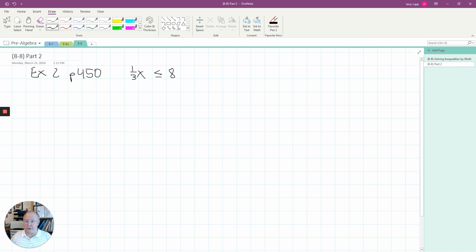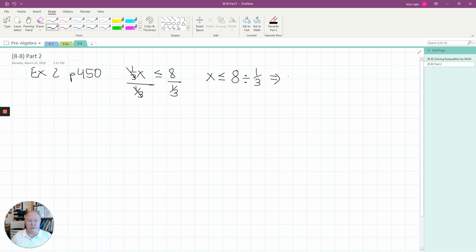There are a number of ways to solve this. The first one that we know of is we undo what's being done to the x. If multiplying is being done to the variable, then we divide to undo that. So let's divide both sides by 1/3. Calm down, it's not that difficult. I'll show you. Over here, 1/3 and 1/3 cancel to leave just x, and we have less than or equal to. And over here we have 8 divided by 1/3.